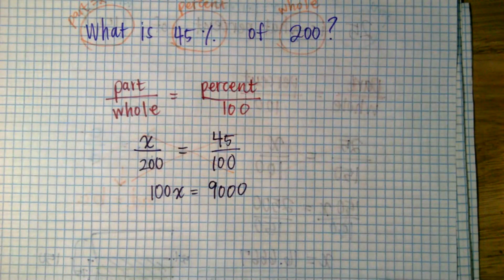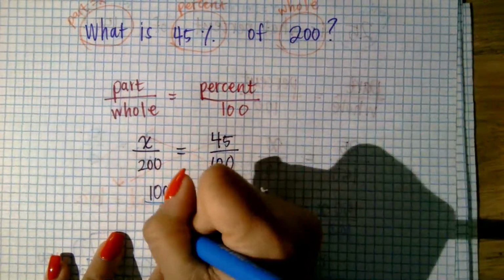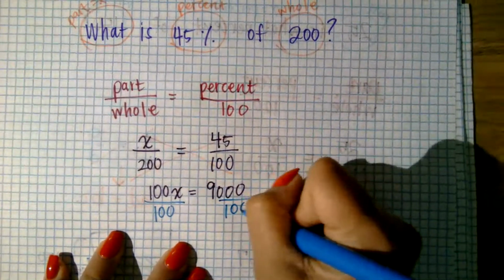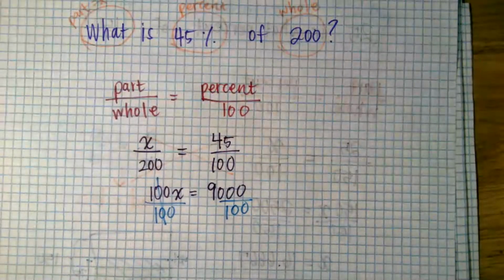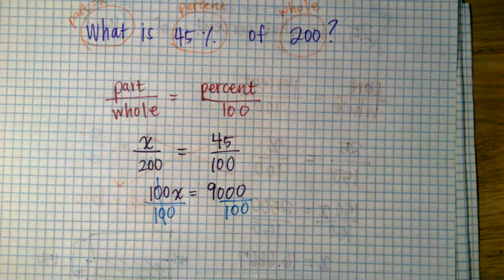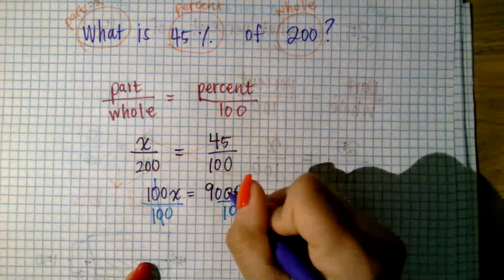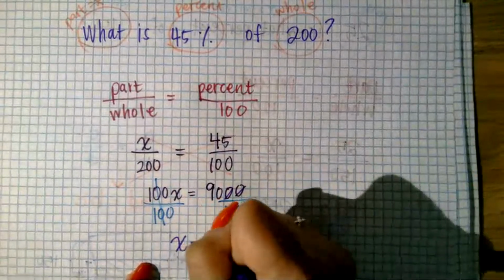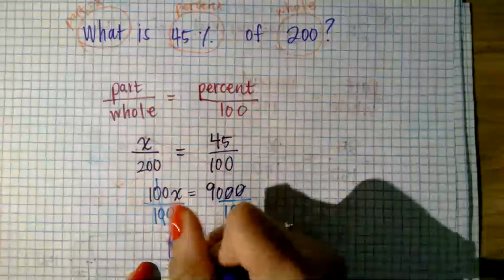Now I just got to solve for x. I want 1x, so I need to divide both sides by 100. So I have cancel, cancel, cancel, cancel. X is equal to 90.